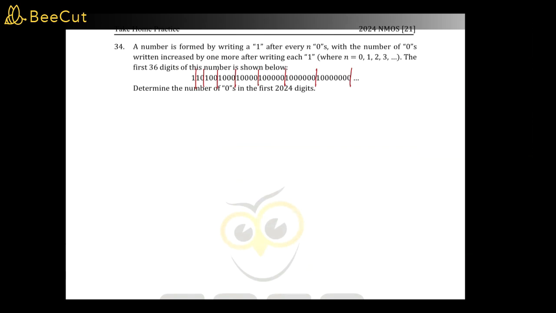Total is 2024. So first we know that 1 plus 2 plus 3 all the way to 63 equals to 2016. Then to get 2024, it will be 1 plus 2 plus 3 all the way to 63. Then after that, the next group is not complete. There's only an additional 8 numbers here. This one is an incomplete group.